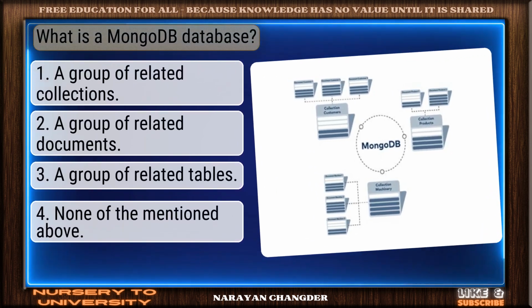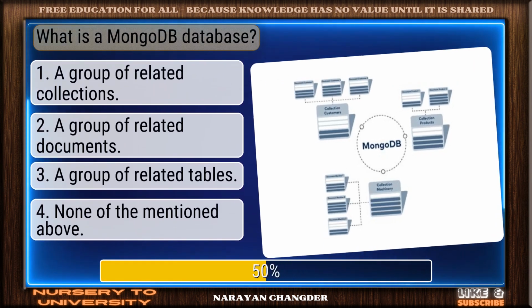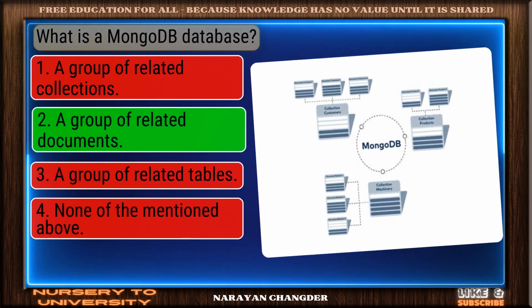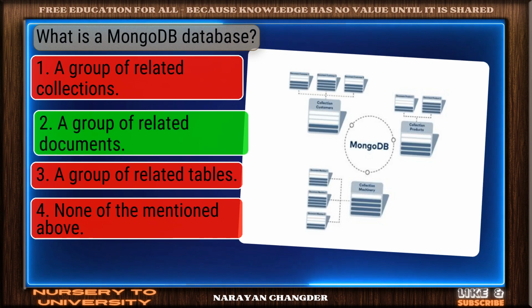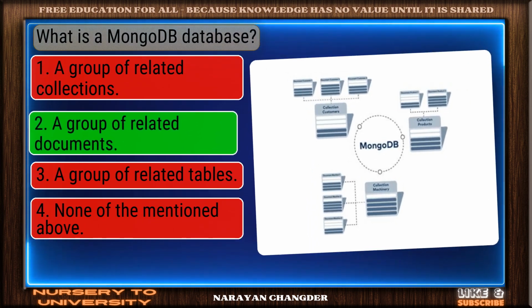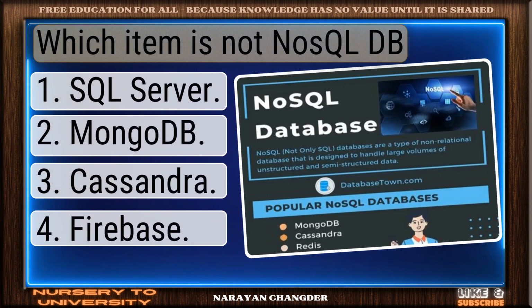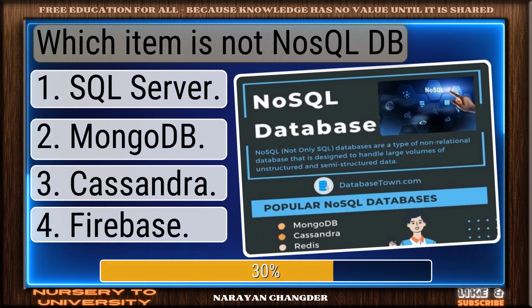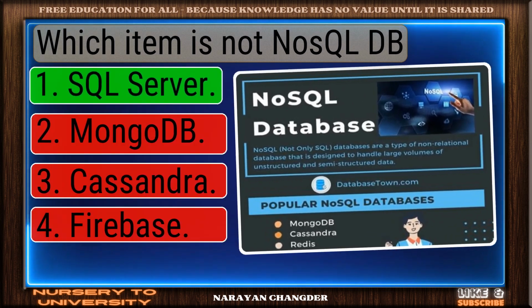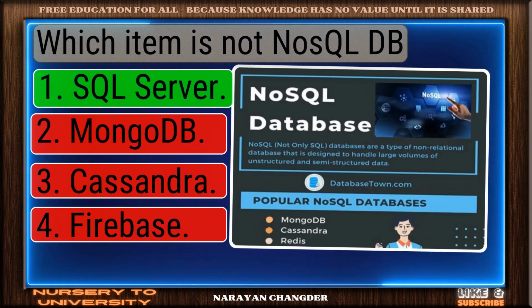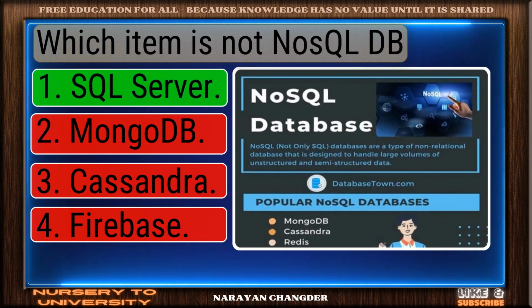Question number 71. What is a MongoDB database? Well picked. A group of related documents is the correct answer. Question number 72. Which item is not NoSQL DB? Solid response. SQL Server is a valid choice.